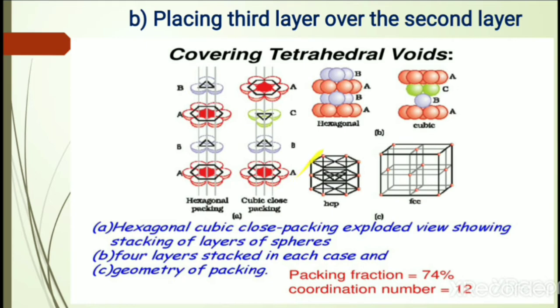Then in the second one, the cubic close packing structure. Here the placement is what? First A type, then later on B type. Again a different C type is also added. But the A type is below and another A type is above. They are not in the alternate positions. So later on it forms the cubic close packing structure.